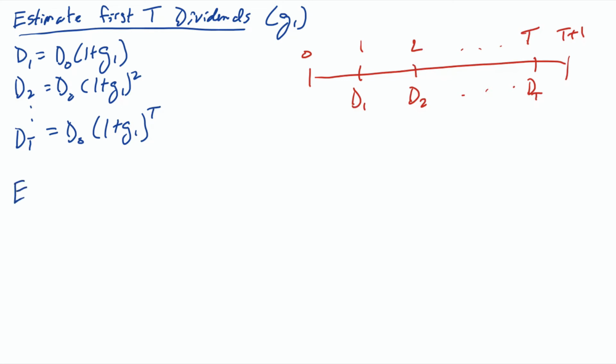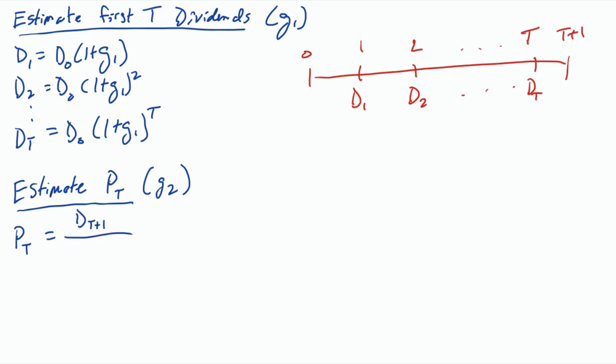Next, we need to estimate the price at time T, or PT, and for that, we're going to need the growth rate G2 and some other stuff. Recall once again that at time T, growth is going to be constant going forward, and so the Gordon model will apply. And so we can say PT is equal to the next dividend, so that would be DT plus 1, scaled by K minus the growth rate, and the growth rate here is G2.